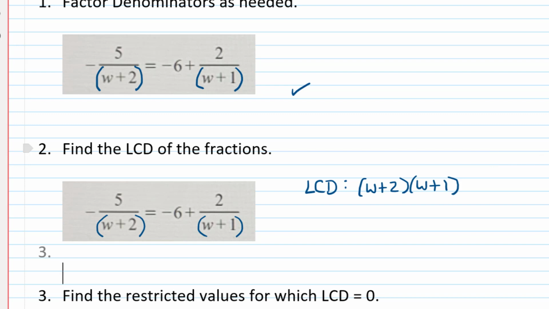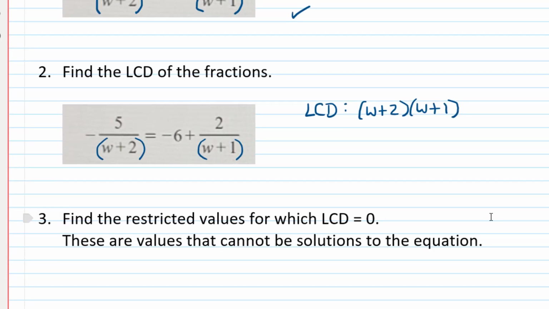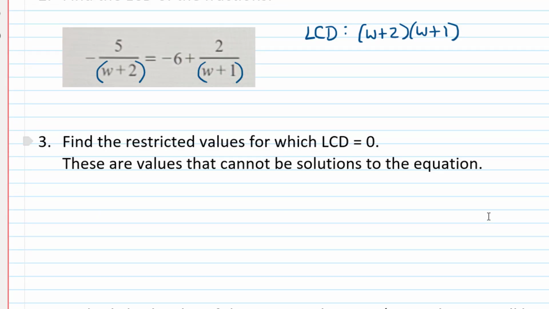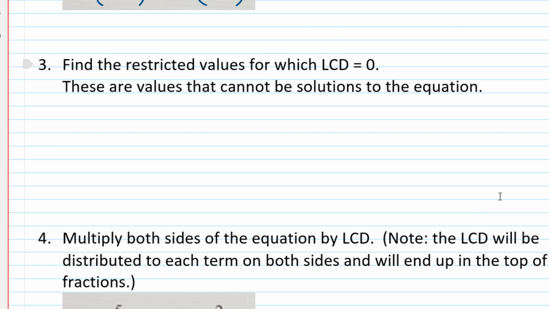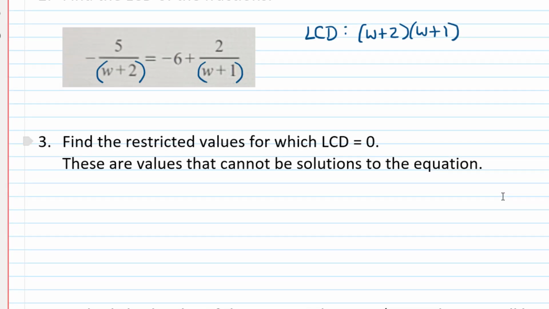We're going to have our LCD w plus 2 times w plus 1. Now, what are we going to do with that LCD? Well, we're going to do two things. We're going to find the restricted values with it, and we're going to multiply it on both sides. But first, let's start with finding the restricted values.